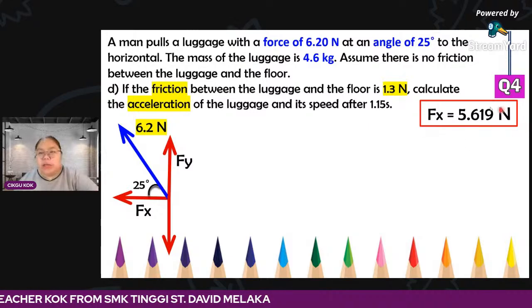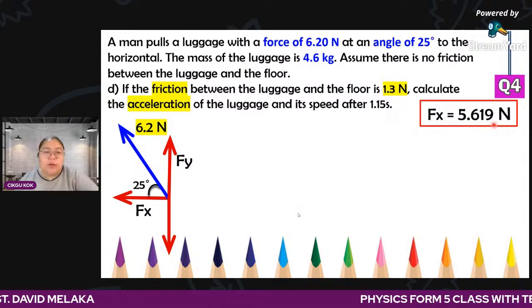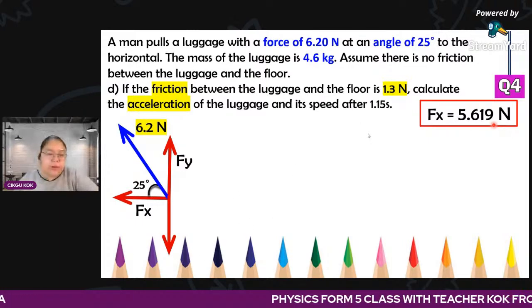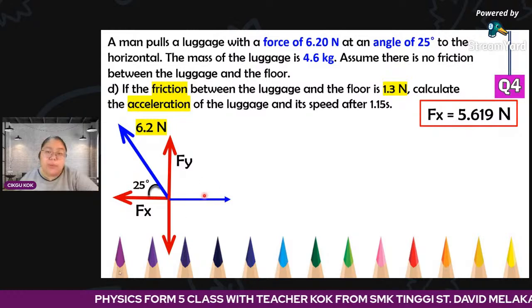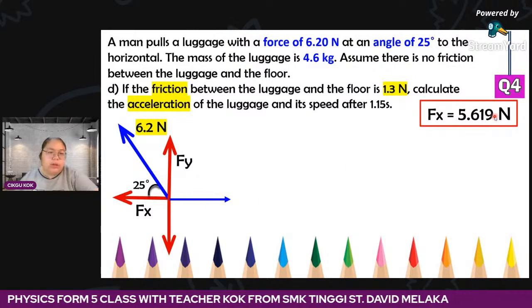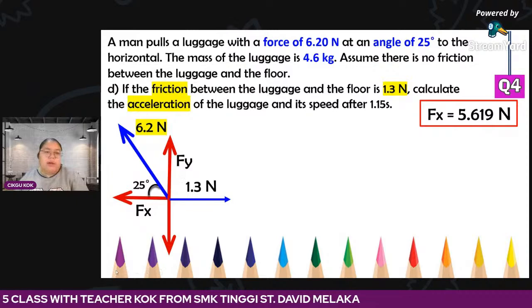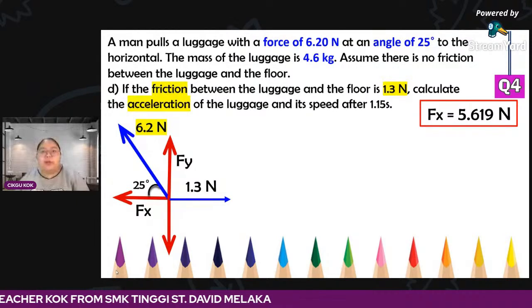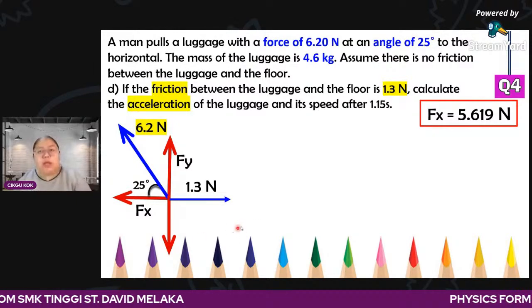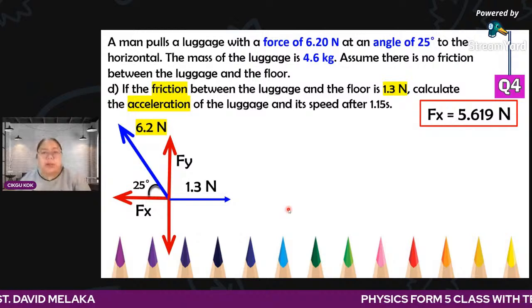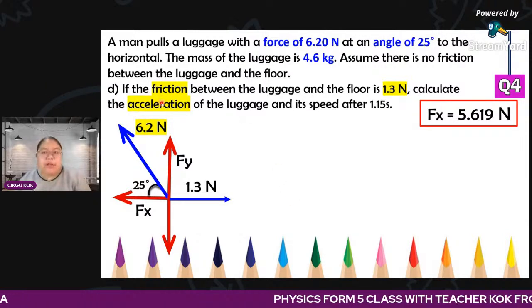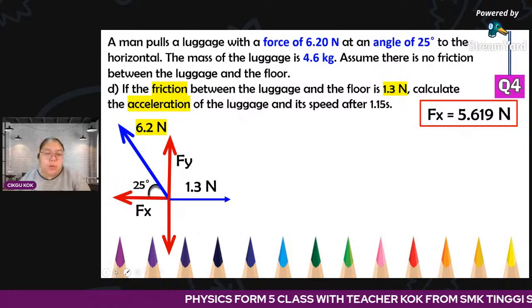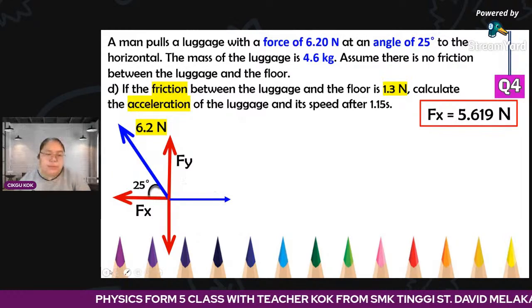Okay, this one just now we found already. Effect is 5.619. Okay, now I go to show the friction. Friction is in the opposite direction. So the friction from here is how many? Okay, friction is 1.3 Newton. So that means later we need to minus the friction to find the acceleration. Agree, yeah? So I show my formula first.